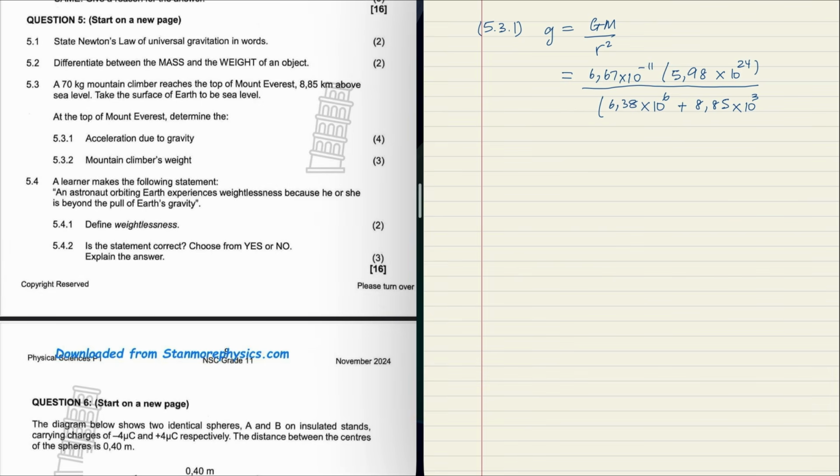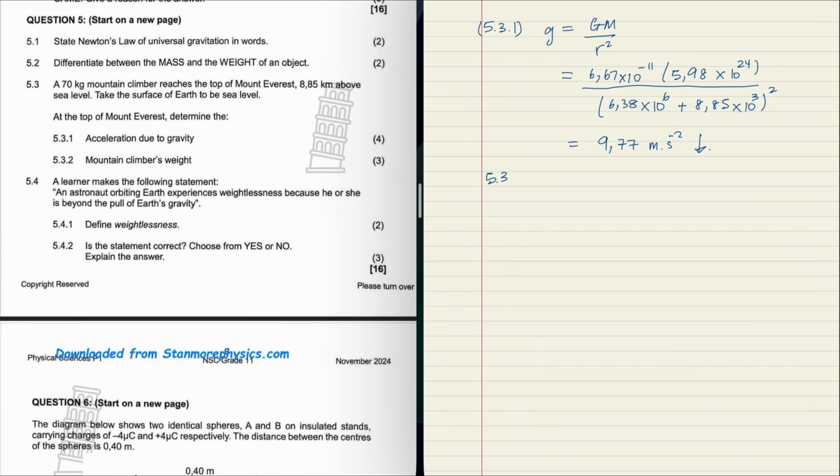So we need to convert that to meters. To convert kilometers to meters, you multiply by 1,000, so times 10 to the power 3. And then you square that. That gives us a gravity of 9,77 meters per second squared downward.